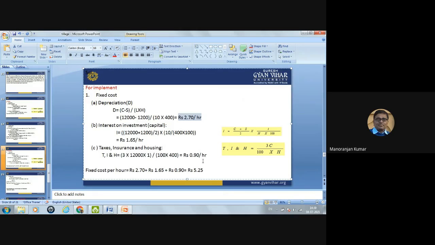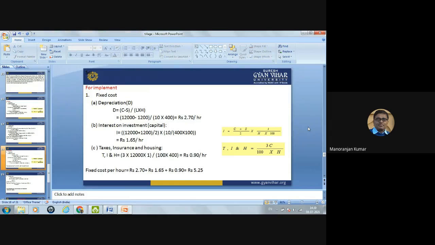Okay. Now add depreciation plus interest plus taxes, insurance, and housing. It will give the fixed cost per hour. That is 2.7 plus 1.65 plus 0.9, rupees 5.25. Okay. So this rupees 5.25 per hour will always occur whether this implement is being used or not. This cost will always occur.